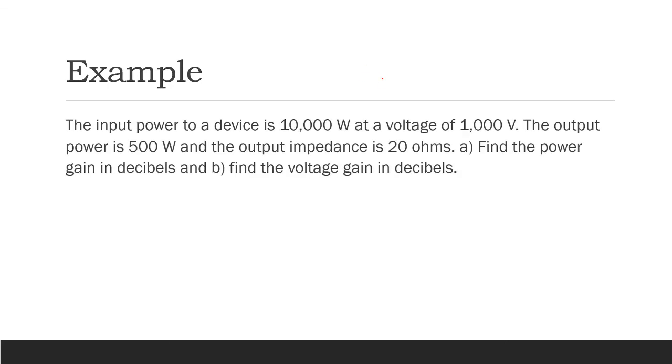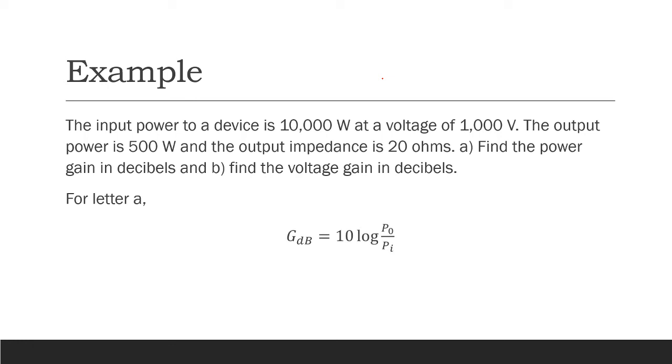Another example, the input power to a device is 10,000 watts at a voltage of 1,000 volts. The output power is 500 watts and the input impedance is 20 ohms. So letter A, find the power gain in decibels, and letter B, find the voltage gain in decibels. So magkaiba yung hinahanap sa atin. Tapos this time, medyo mas komplikado na yung problem natin. So for letter A muna tayo.